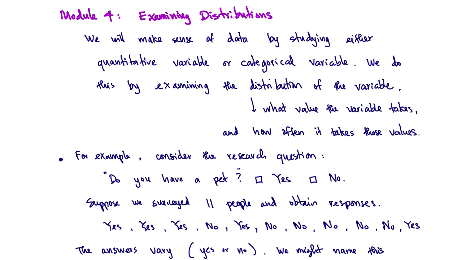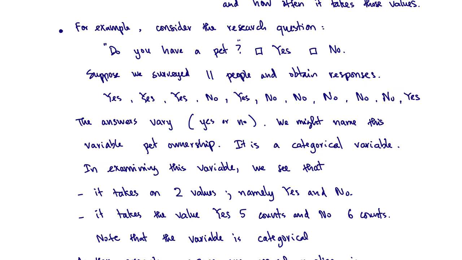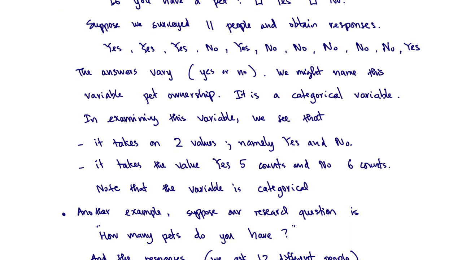For the first example, consider the research question, do you have a pet? The responses will be either yes or no. Suppose we survey 11 people and we obtain the responses yes, yes, yes, no, no, no, no, yes. Now the answer varies, yes or no, so that's why it's called a variable. We might name this variable pet ownership.